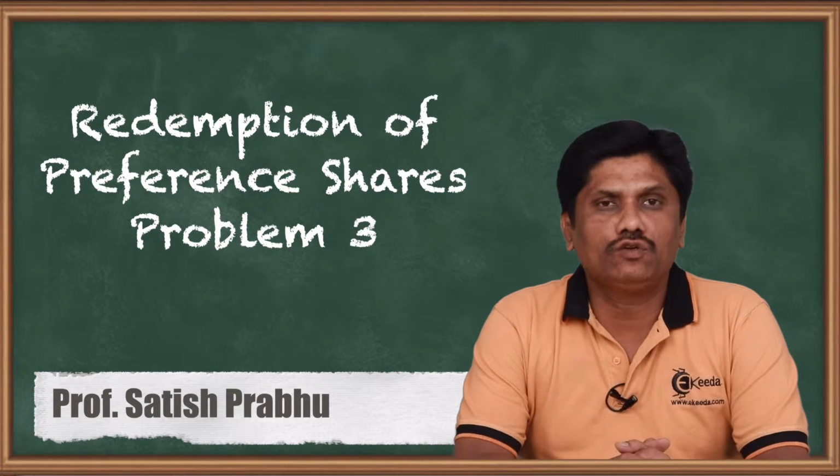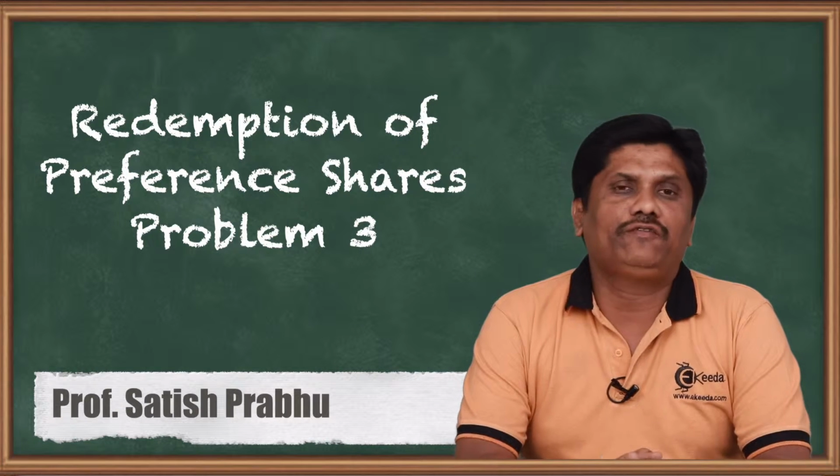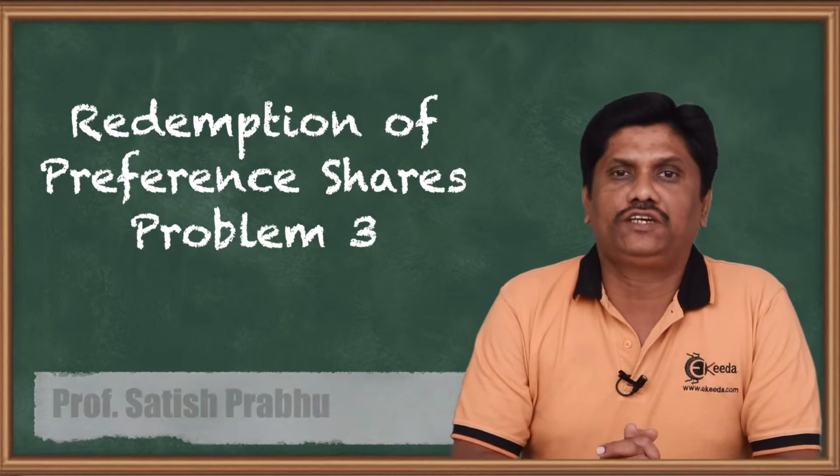Students, today we are going to learn for CA Intermediate Accountancy subject, topic redemption of preference shares, question number 3, which is on your screen.